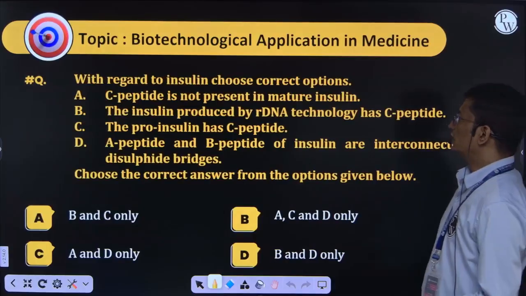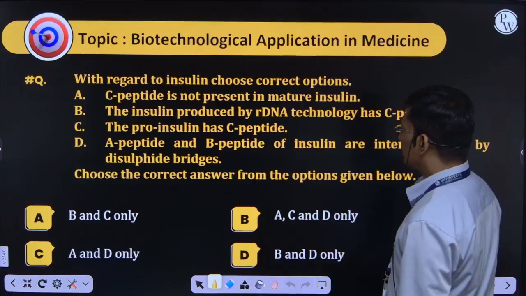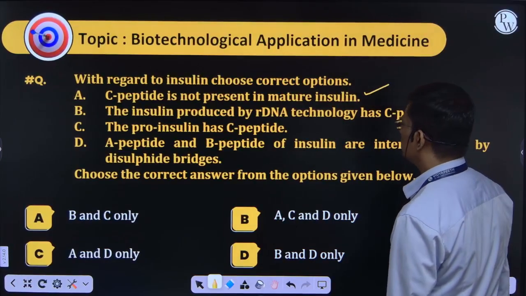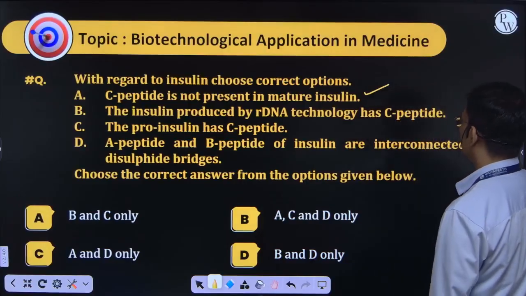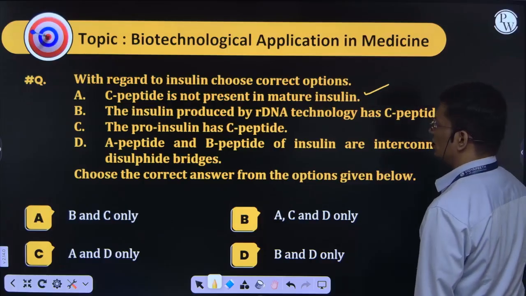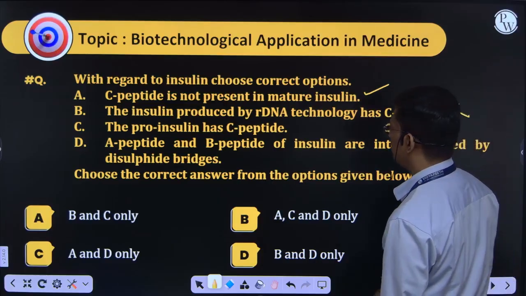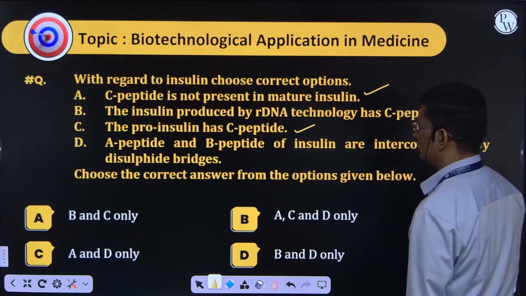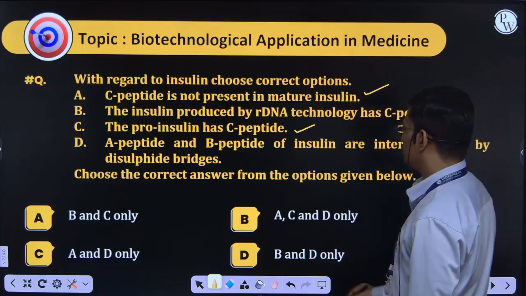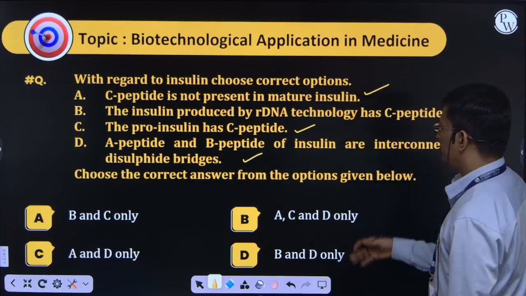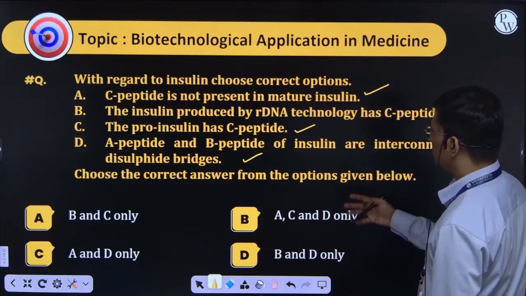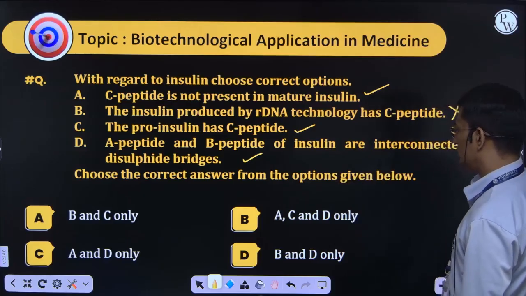With regard to insulin, choose the correct one. C peptide is not present in mature insulin. That is correct. Insulin produced by recombinant DNA technology has no C peptide; C peptide will be removed. Proinsulin has C peptide. A peptide and B peptide of insulin are interconnected by a disulfide bridge, so this is also correct. Proinsulin has C peptide, that is correct. Okay, so these are the corrections.